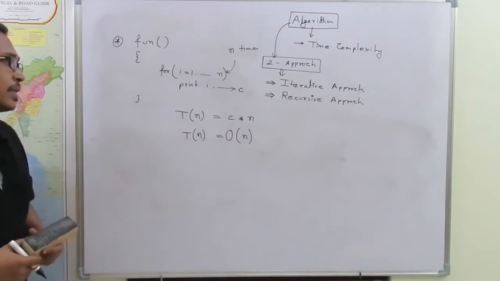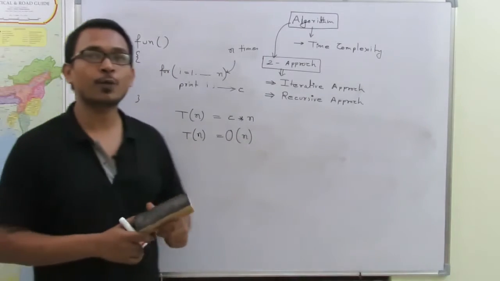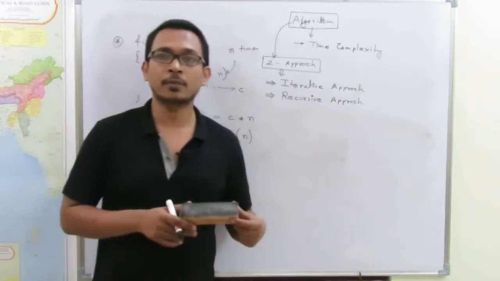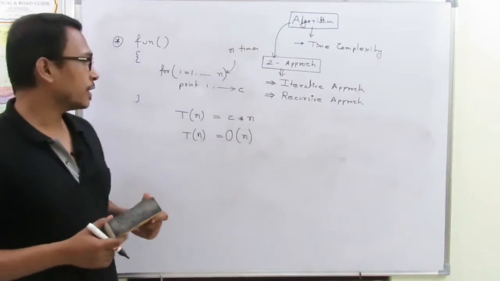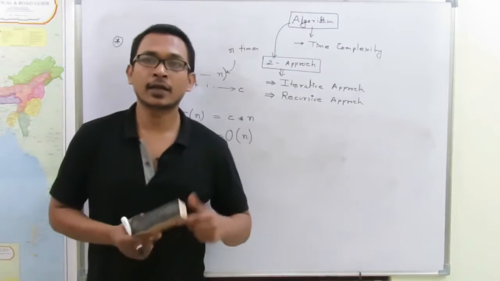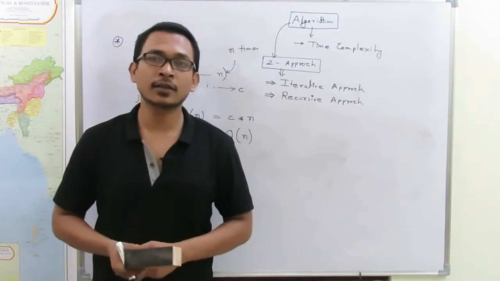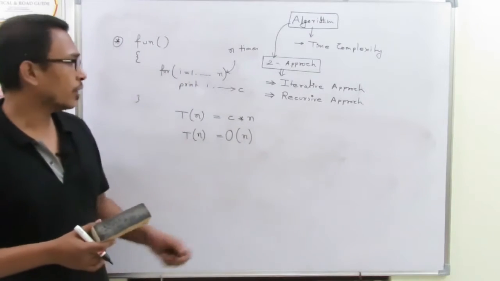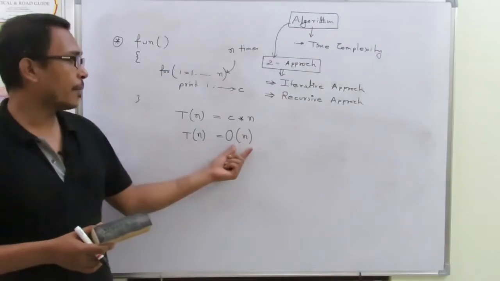We always represent the time complexity in the form of the number of inputs. We always ignore all other terms. Clear? We always ignore all other terms, like constants and any other things present in the time complexity. So we always consider only the number of inputs.